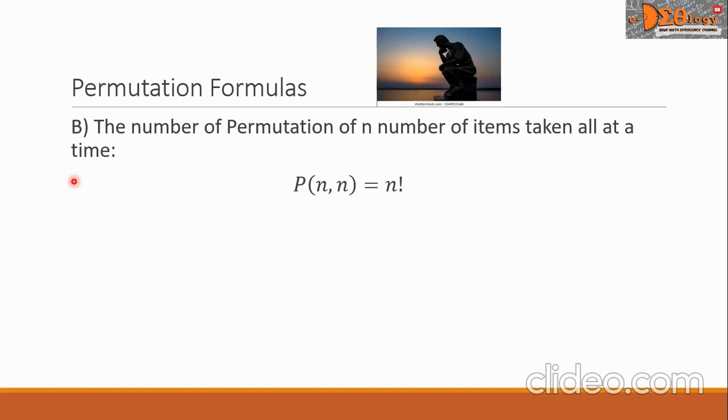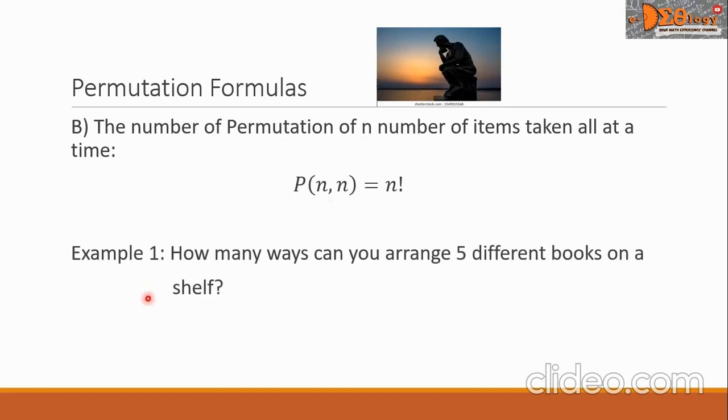Let's have letter B, the formula of permutation, and it says the number of permutations of n items taken all at a time. So this is P of n equals n factorial. For example, how many ways can you arrange 5 different books on a shelf?